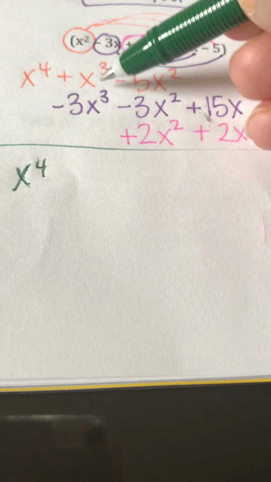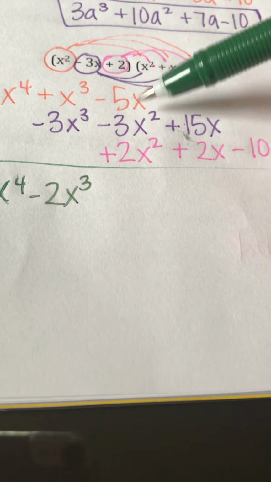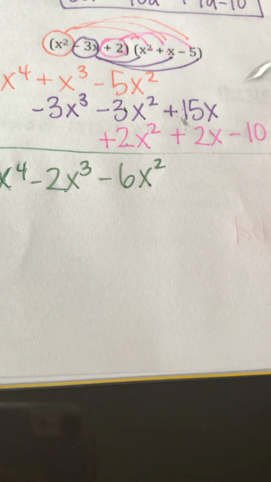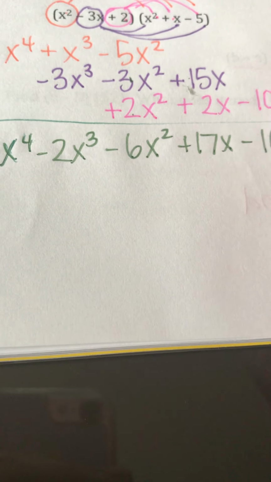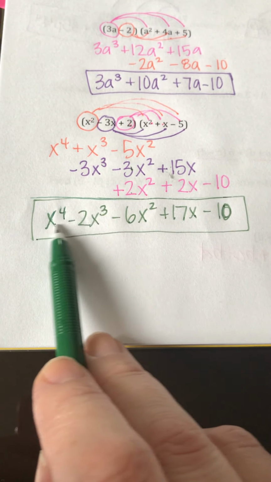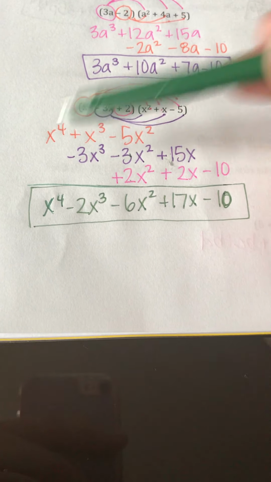so we have x to the fourth. All right, now I have a positive x to the third, x to the third, and then negative 3x to the third. That gives me negative 2x to the third. Okay, now we have three things here. Negative 5 minus 3 is negative 8, plus 2 is negative 6x squared. 15 plus 2 is 17x. Minus 10. Okay, and there it is. That is our final solution. There are no other terms that we can combine. We already kind of know that because we kept all the terms that could be combined grouped together.